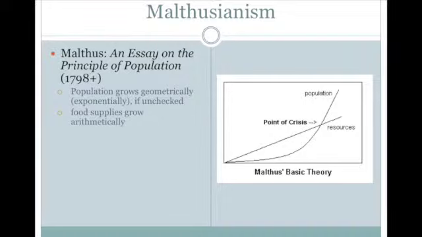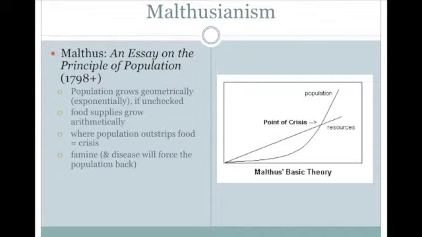Food, however, the resources that support and help the population grow, only grow arithmetically along this line. And of course, where the population outstrips food, there is going to be a crisis. And here the point of crisis is famine and disease will force the population back. So rather than growing along that line, once it meets the crisis point, the population will dart back down that line before starting to grow back again.